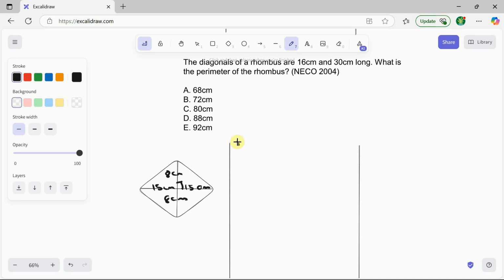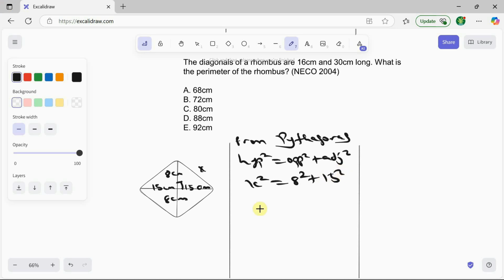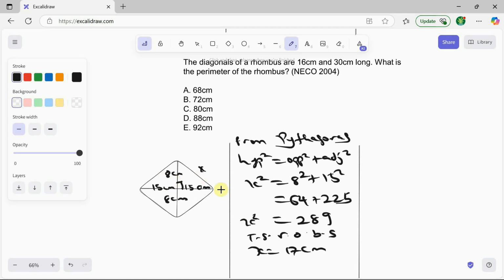So I know that from Pythagoras, I need to find this x. The hypotenuse squared is equal to the opposite squared plus adjacent squared, and that will be x squared is equal to 8 squared plus 15 squared, and that will be 64 plus 225, and that will give me 289, right? So x squared is 289. If I take the square roots of both sides, our x will just be equal to 17 centimeters. So the length of one of the sides is just 17 centimeters. Sometimes you see questions that say the diagonals of a rhombus are this and this, what is the length of one of the sides? You already know how to solve that.